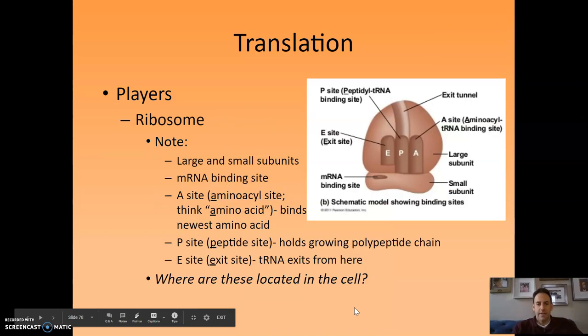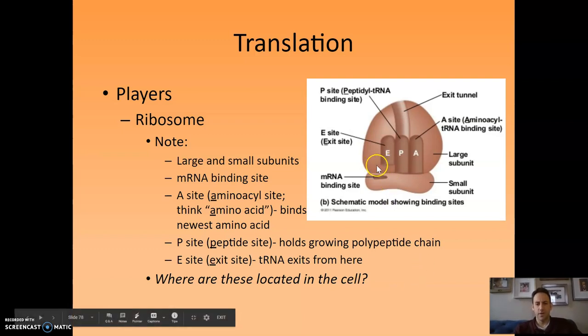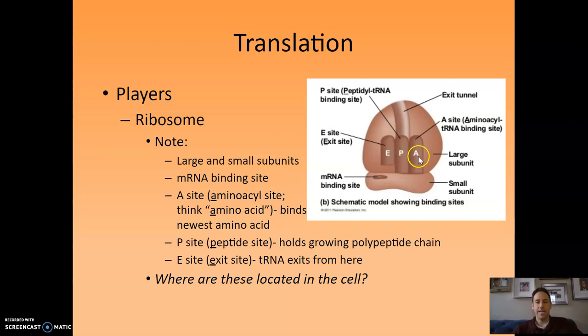Okay. The next player is the ribosome. We've represented these as dots so far, but now we're going to take a closer look. The ribosome consists of both large and small subunits. And then there are little pockets or grooves in the ribosome where tRNA molecules fit in. They're labeled E, P, and A, though not for Environmental Protection Agency. A is the aminoacyl site. Just think amino acid. This is going to bind to the tRNA containing the newest amino acid. The P site, think peptide, is going to hold the growing polypeptide chain. And then the E is the exit site. That's where the tRNA is going to exit. And again, these are located either in the cytoplasm or the rough ER.